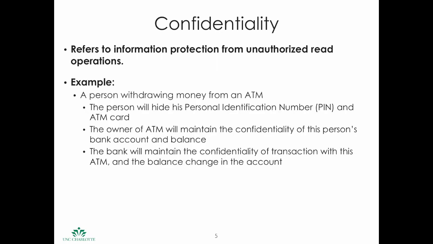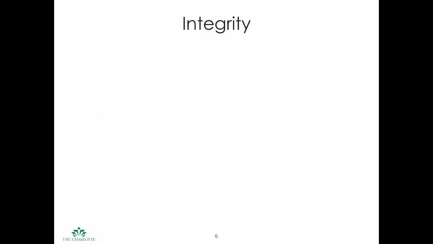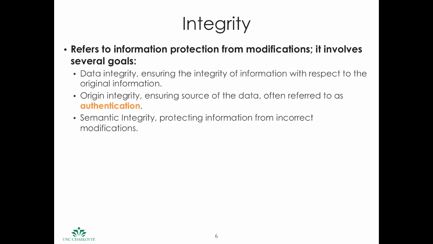Let's look at another example. Consider a scenario where a person is withdrawing money from an ATM, and there are a number of ways in which the confidentiality will be maintained in this scenario. The person will hide his PIN number and the ATM card he's using. The owner of the ATM will maintain the confidentiality of this person's bank account and the balance in it, and the bank will maintain the confidentiality of the transaction with this ATM and the balance change in the account.